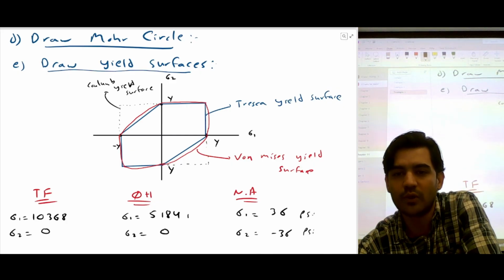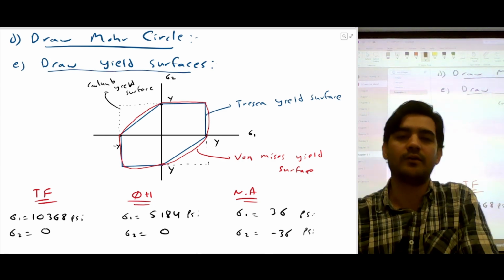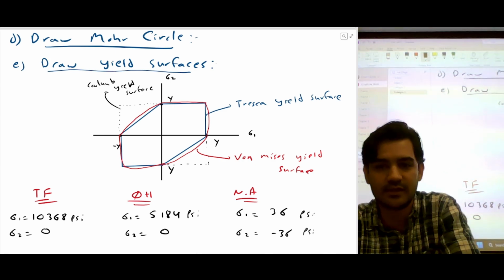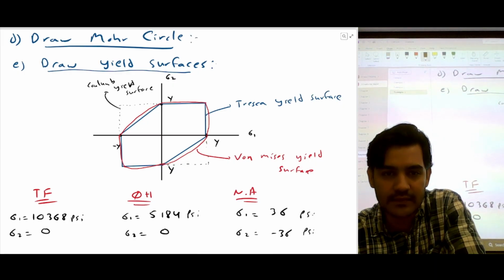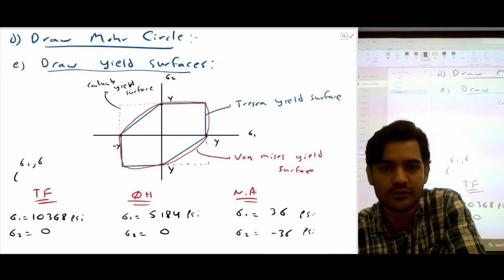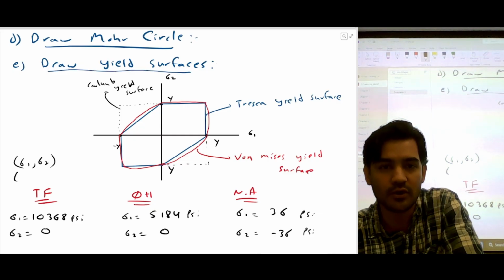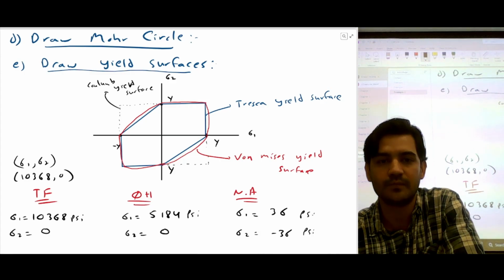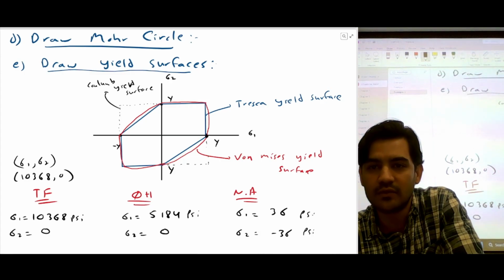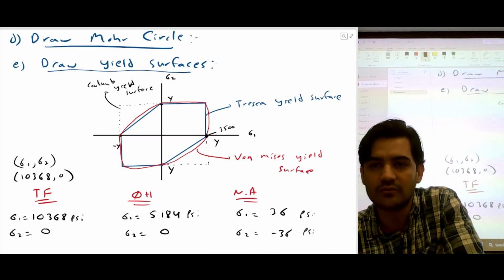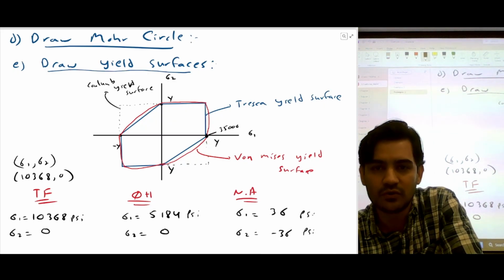So we used equations, but we can also use the yield surface. We can plot this on a yield surface and see. In this case, our stress 1, stress 2 coordinate, which we're going to plot on a yield surface, is 10,368, 0. So this value is basically 35,000 psi, right? So this 10,000 should be somewhere here.